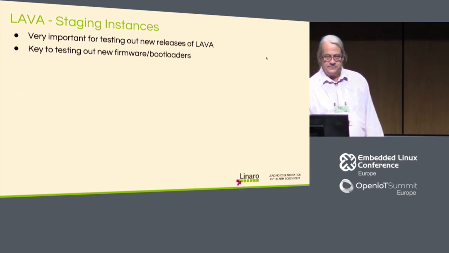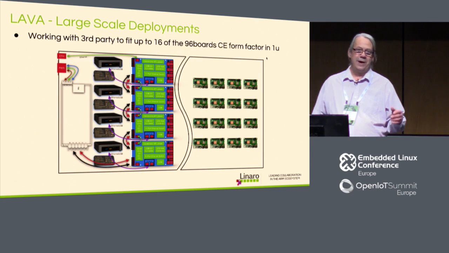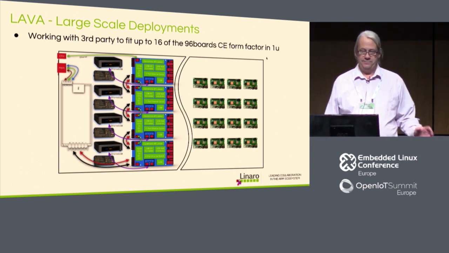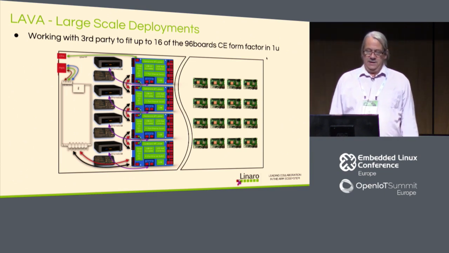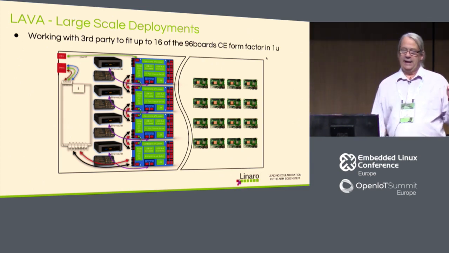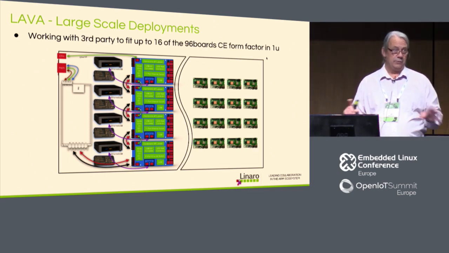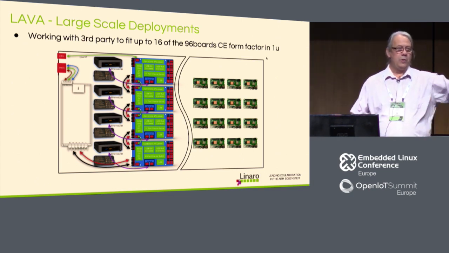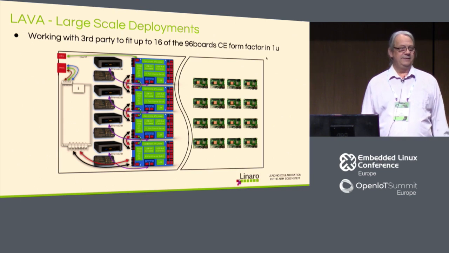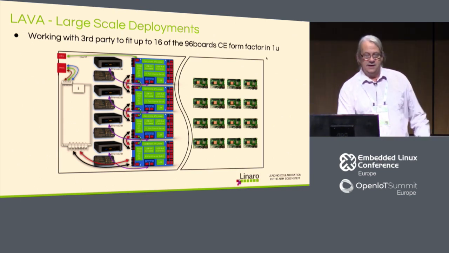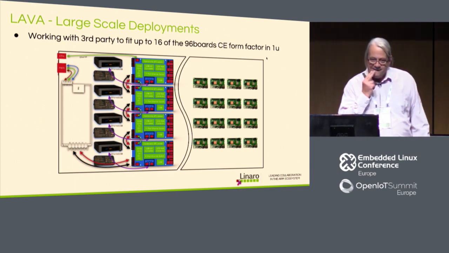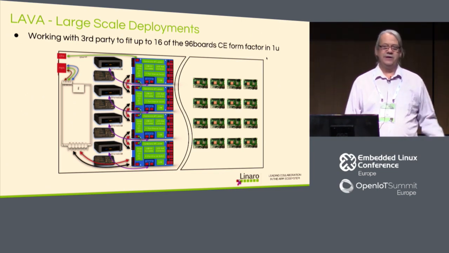We're providing a service. So I mentioned large scale deployments where we're looking for ways to scale up massively. So we're working with a third party to fit 16 of the 96Boards CE form factor into one U. And that is more of a challenge than you think, because you've got to get all the power in there to power all those boards. You've got to have all the serial, and all we want is the ability to plug one network cable in, one power cable in, and one USB cable in, and everything else is done within that instance. And we have that. That's actually the last design template I got from the third party. If anybody wants to talk to me about that in detail, I can do so outside of the session.